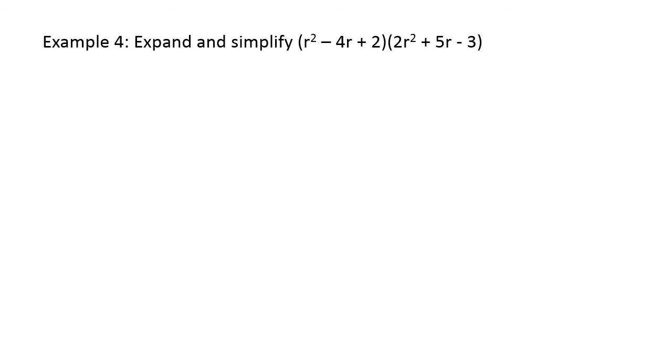Example 4. Expand and simplify r squared minus 4r plus 2 multiplied by 2r squared plus 5r minus 3. So if you'll notice, now this is our first one where we have two trinomials. So you'll sigh a little bit that your teacher actually asked this on a test, and then you'll say, no big deal, I will just be very careful when I multiply every term in here by every other term in the other. I will be careful collecting my like terms. I'm not going to make a mistake.